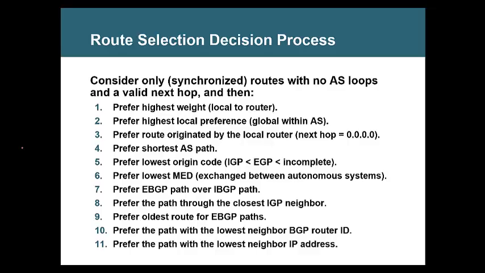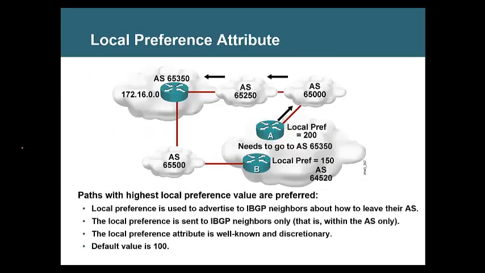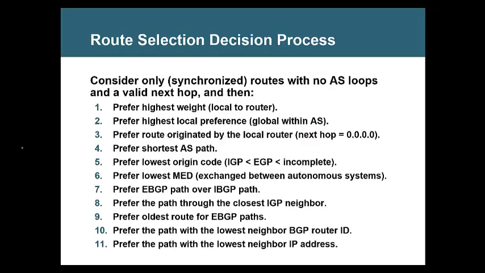If both the paths have got the same number of hops, then choose the path with a lower origin code. I is lower than E and E is lower than question mark. Prefers lowest origin code.